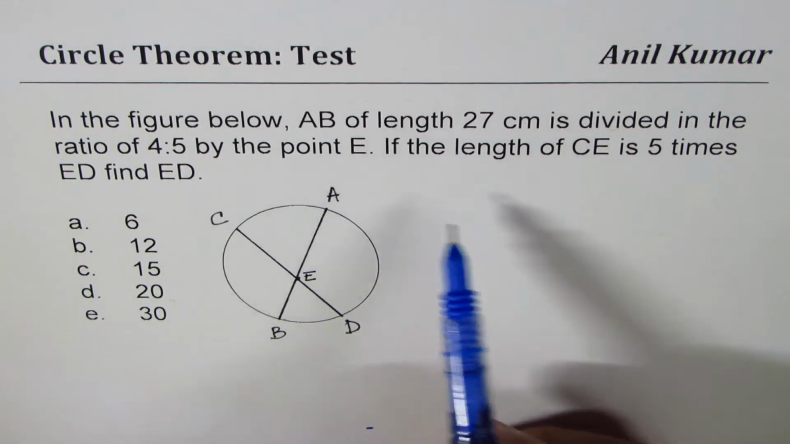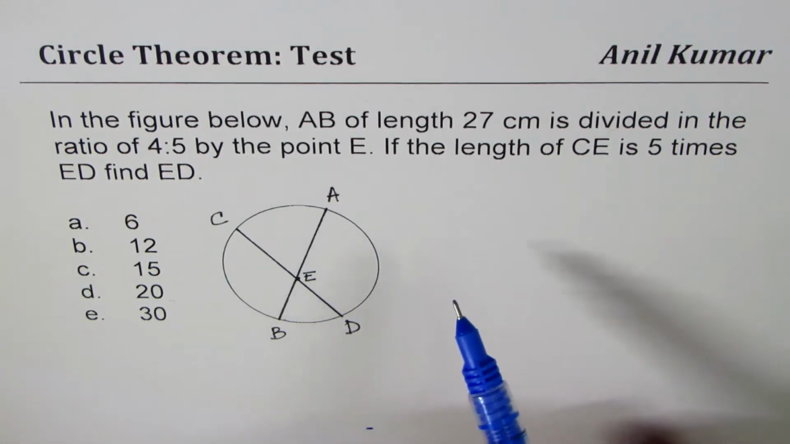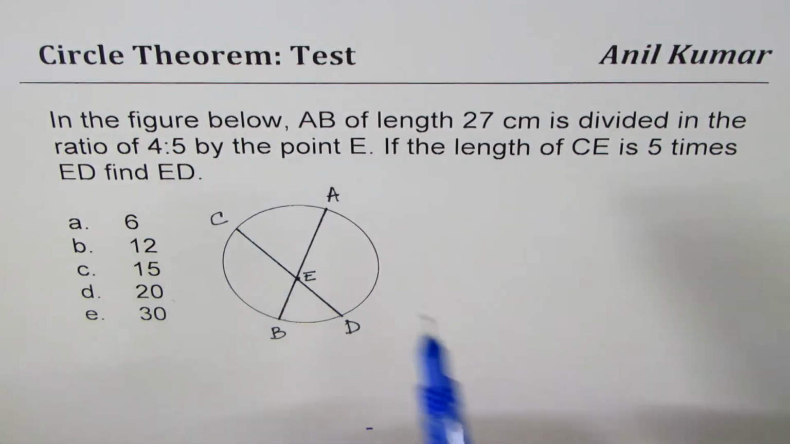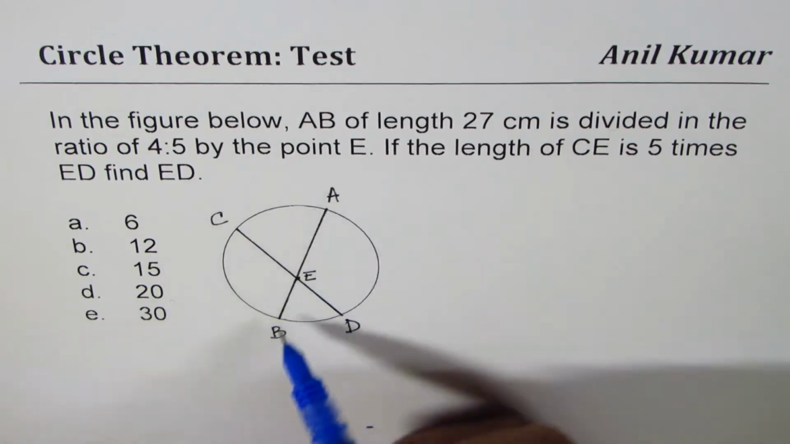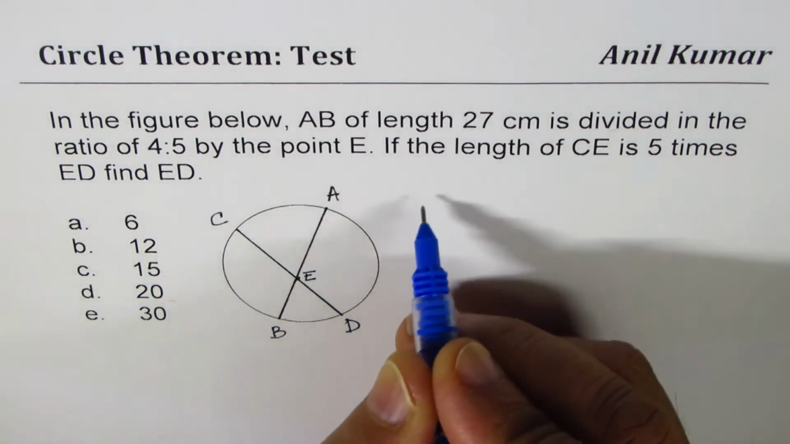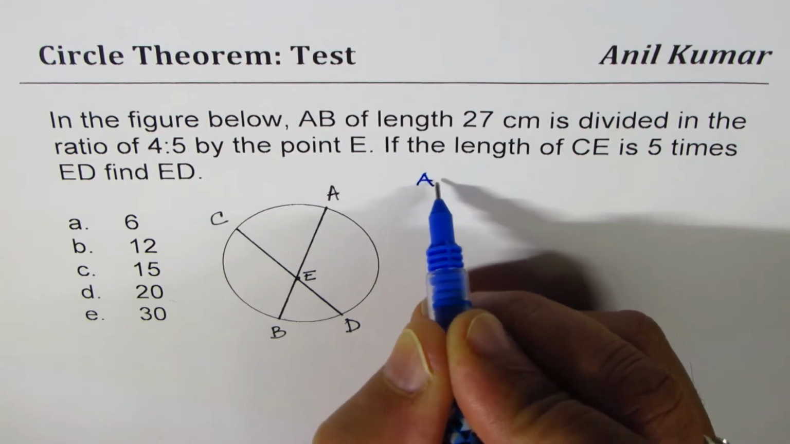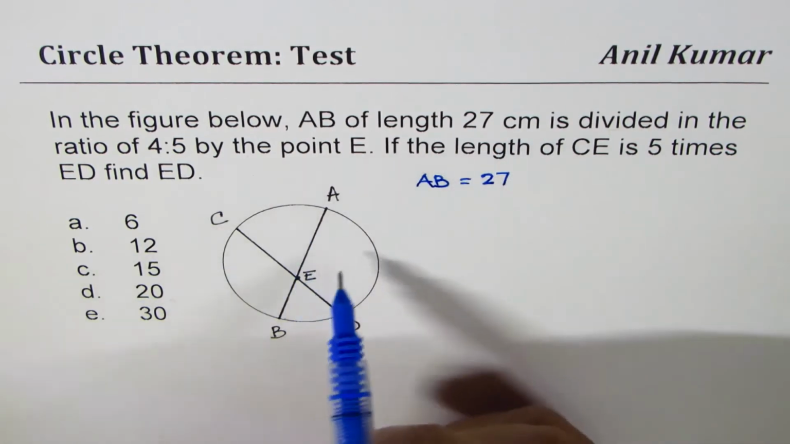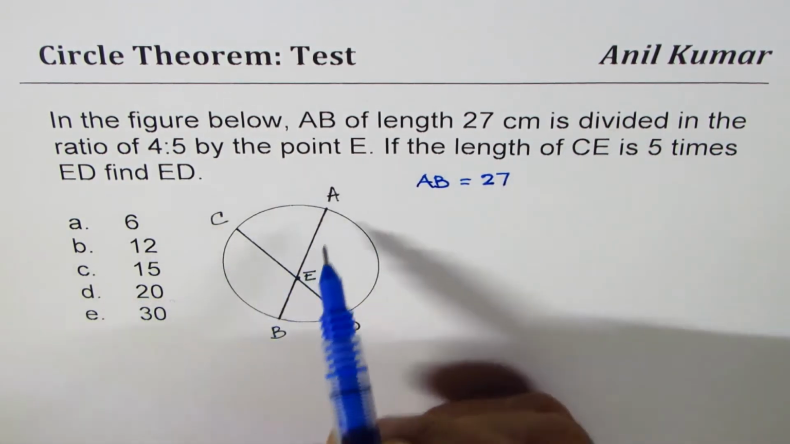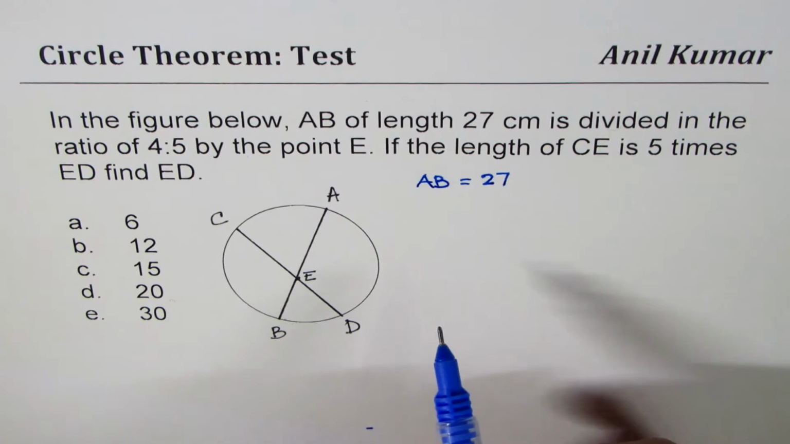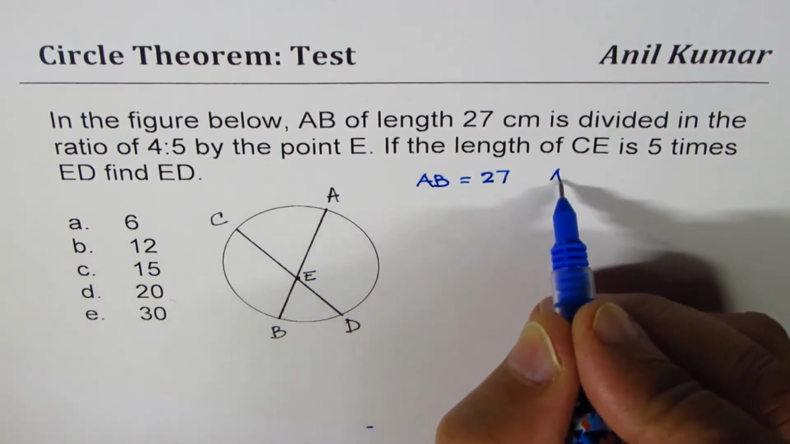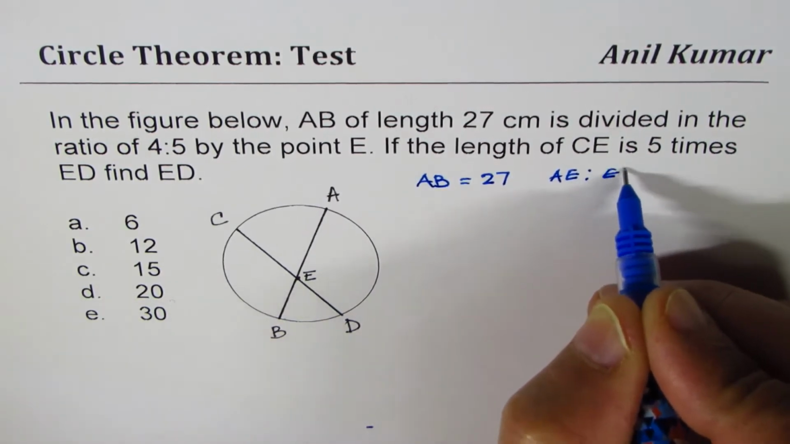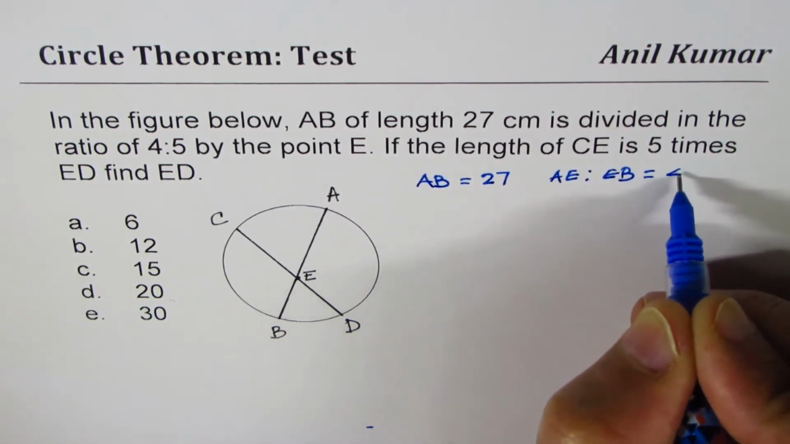Now here we have incorporated many concepts. One of them is circle theorem, the other one is the concept of ratios. What we are given here is that the line AB is 27. So total length AB is equal to 27, and point E divides this line in the ratio of 4:5. So we'll say that AE is to EB is 4:5.